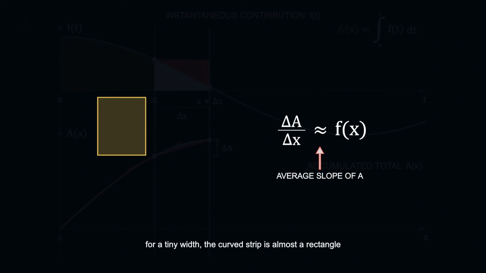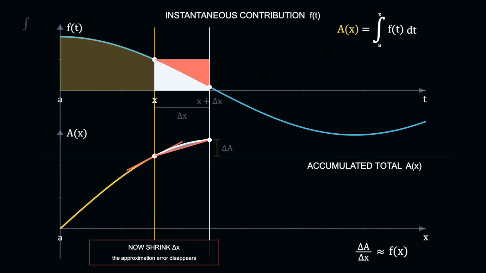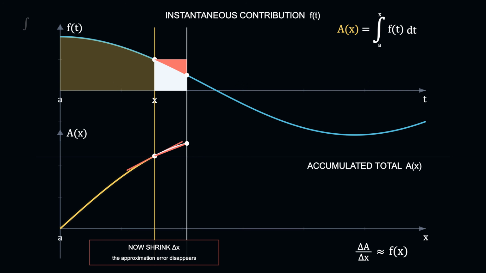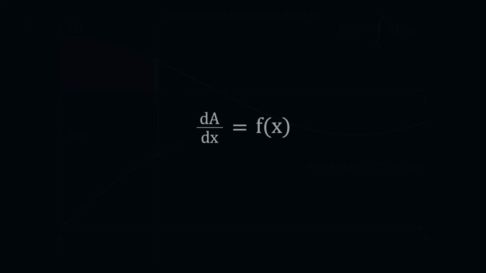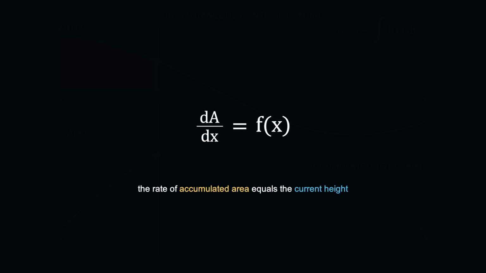This ratio represents the average rate of change of the accumulated area over that small interval. Now let delta x shrink towards 0. The secant line becomes a tangent line. The approximation becomes exact, and we obtain a remarkable result. The derivative of A of x is equal to f of x.